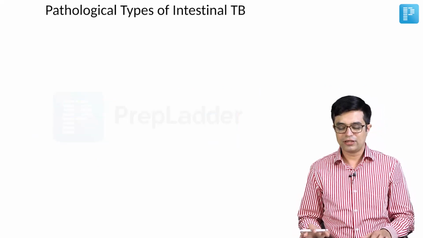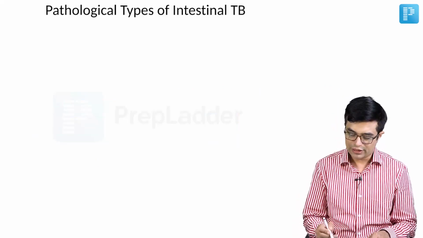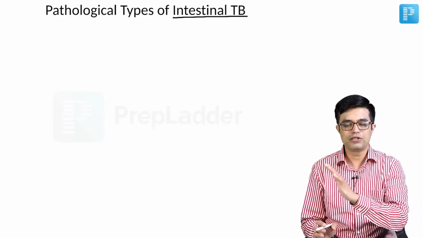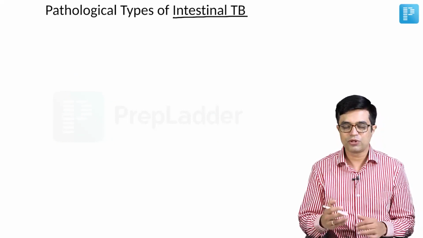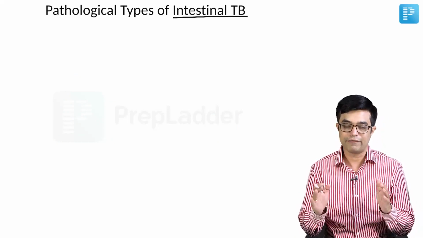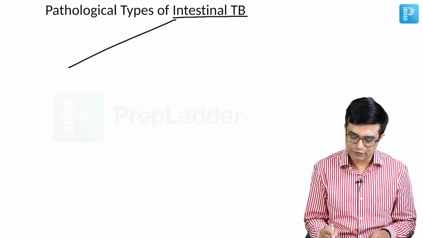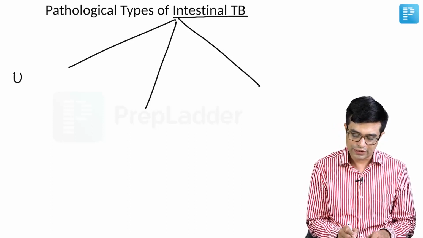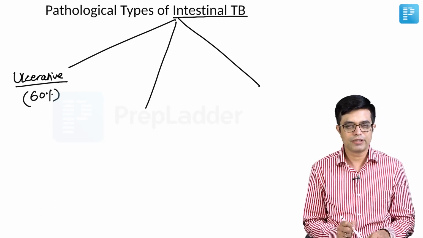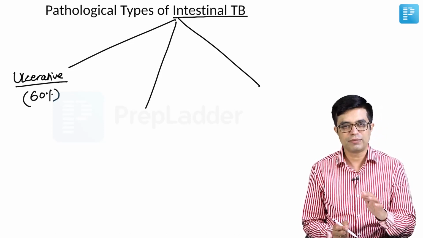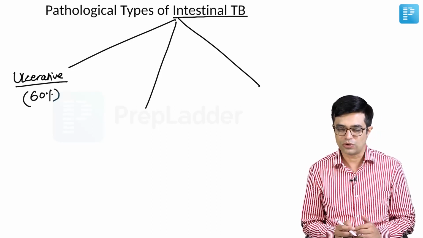Now, what are the pathological types of intestinal tuberculosis? Pathologically, now we are talking about intestinal tuberculosis, right? About the other individual forms, we'll discuss separately. Intestinal tuberculosis, you already know that most of the patients are having intestinal tuberculosis, 65% cases are these. Intestinal tuberculosis can further be divided into three parts. There can be ulcerative type, which is more common. It is seen in about 60% cases, where there are shallow ulcers seen in the intestine, mostly in the jejunum and ileum region.